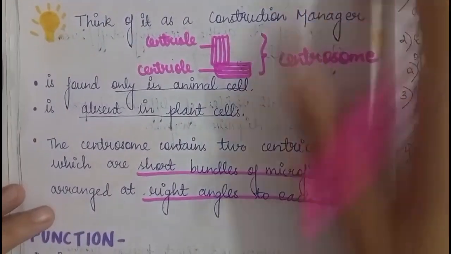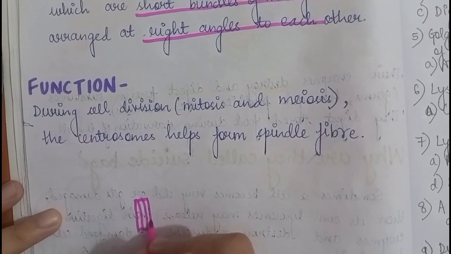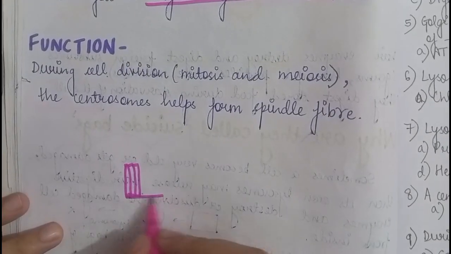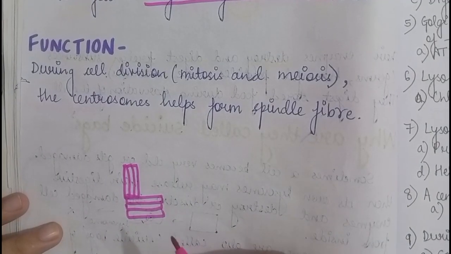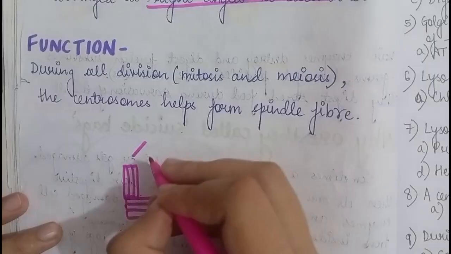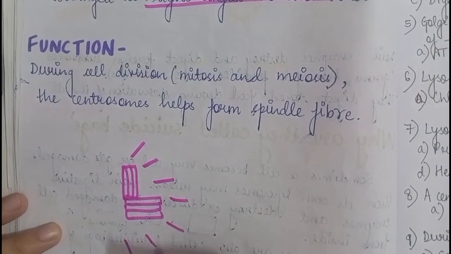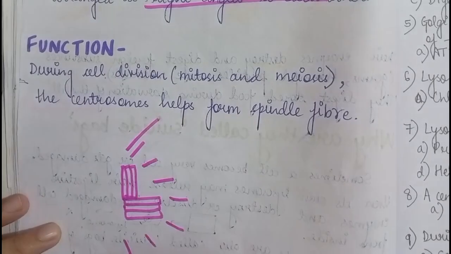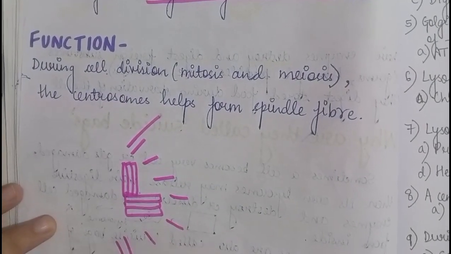I will draw again. See, this is our centriole. And during cell division, spindle fibers are being formed, and these spindle fibers help in cell division.